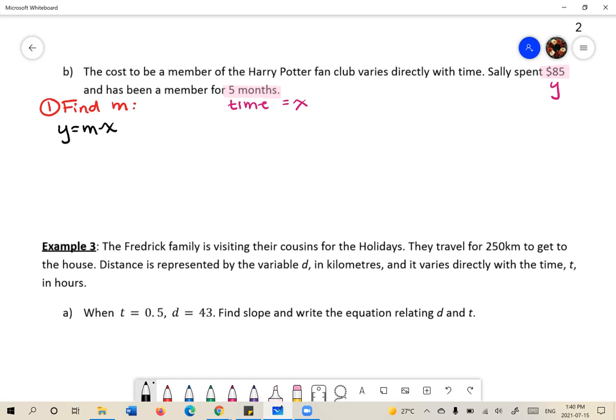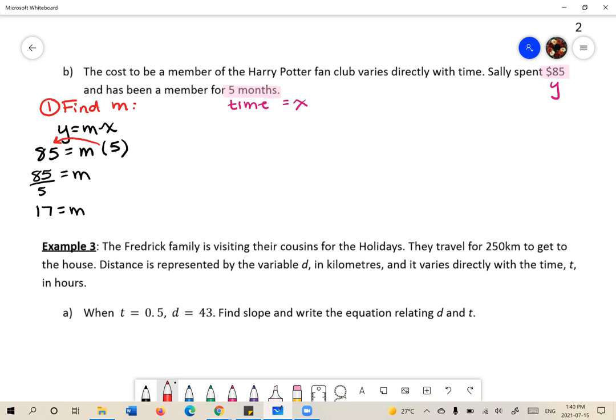So I'm going to substitute my x and y values. So y is 85, and we're trying to find m, and time is 5. Now I'm going to bring my 5 over to the left side, and it will become its opposite operation. 85 divided by 5 is 17.